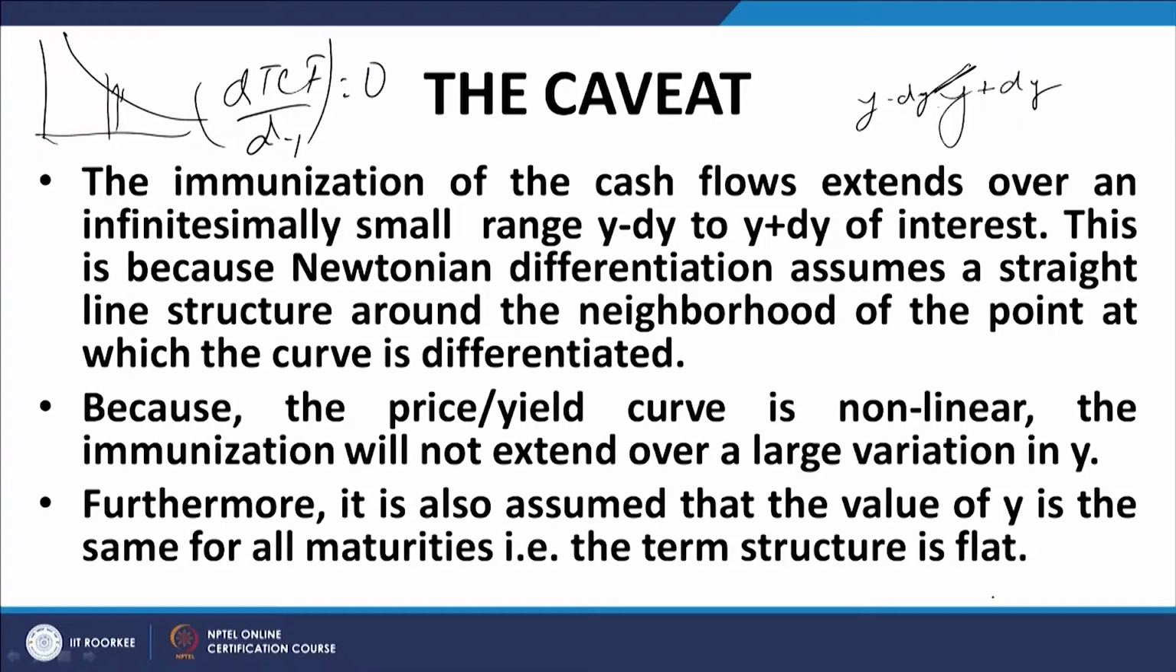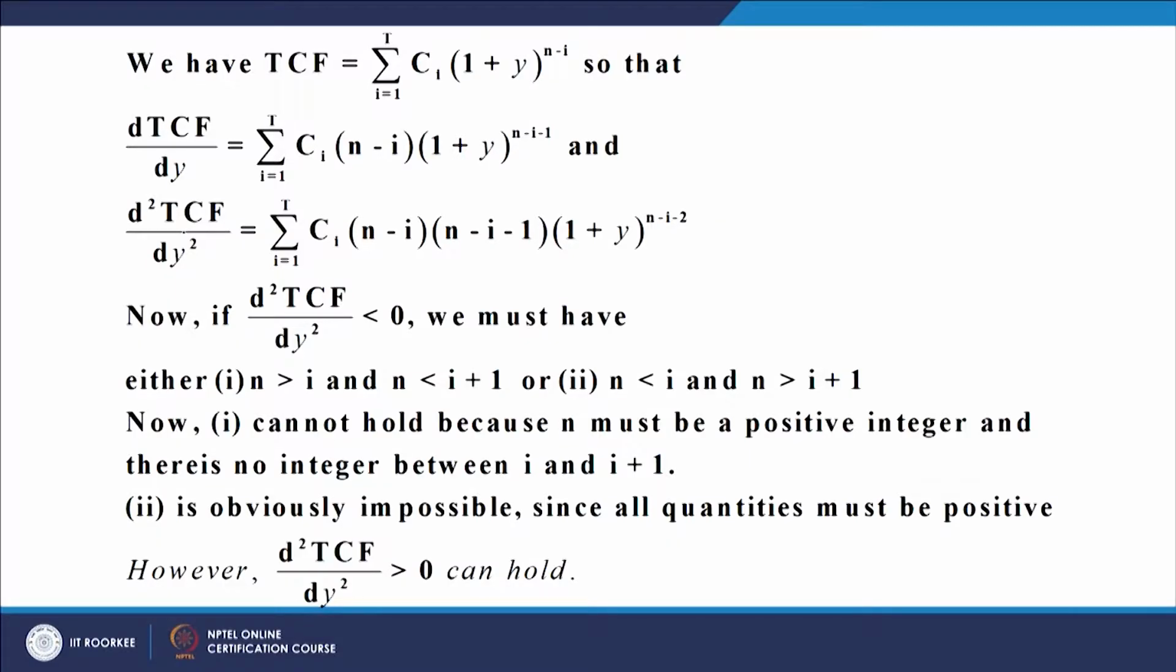So, this is very important: because the yield price curve is curved, the assumption of a straight line will hold for a very small interval, and the immunity also holds for a very small interval. And of course, there is an implied assumption that y captures the entire term structure and y is constant for all maturities. In other words, all cash flows arising from the instrument are discounted or compounded at the same rate.